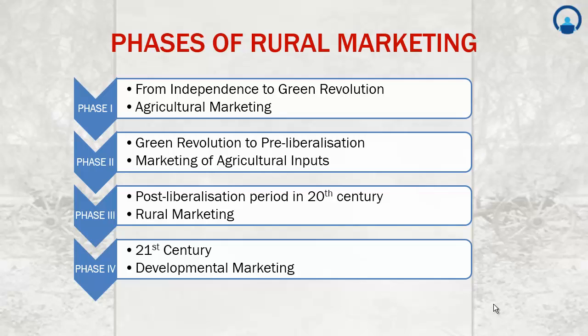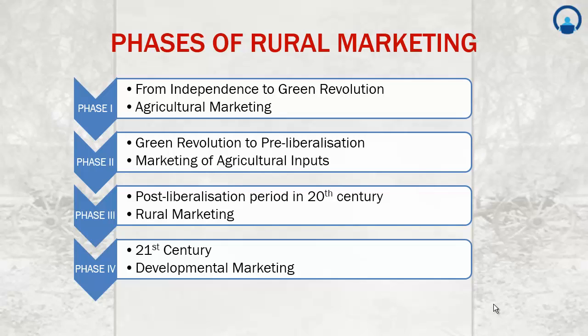So the main objective of rural marketing actually came in phase 4 of the 21st century, which was nothing but developmental marketing, where you had all products and services. You had your banking services, your automobiles, your internet services, everything coming into the rural market. You had channels like MTV, you had McDonald's for that matter, everything venturing into the rural market.